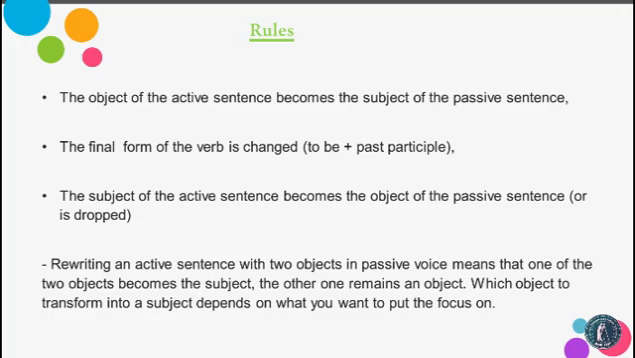Which object to transform into a subject depends on what you want to put the focus on.